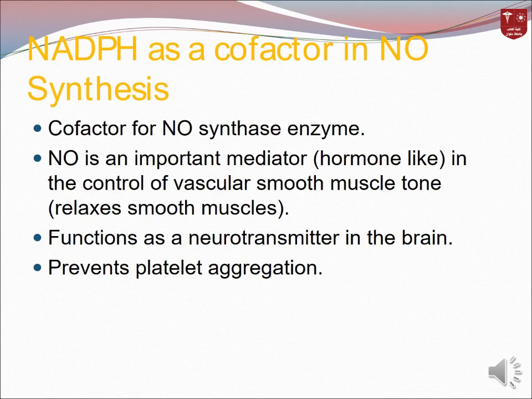What is nitric oxide? NO is nitric oxide. It's a neurotransmitter in the brain. It prevents platelet aggregation in blood vessels. It relaxes the smooth muscle, a vasodilator. It performs all these functions because it acts as a mediator or hormone-like substance. So through its action as a mediator or hormone-like substance, nitric oxide can cause smooth muscle relaxation, vasodilatation. It acts as a neurotransmitter and it inhibits platelet aggregation.